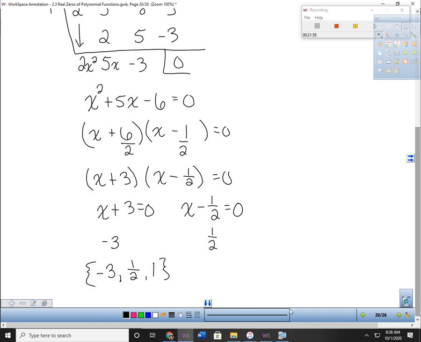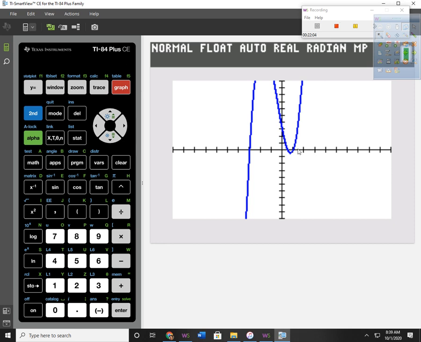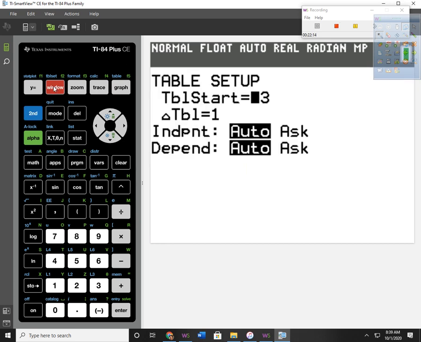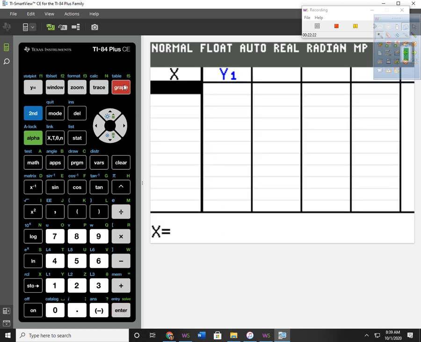So that actually makes sense, right? And if you really wanted to check the 1/2, it's kind of hard to see that that would be 1/2, right? I mean, we had 3/2 as an option as well. If you set your table to put your own numbers in, like if I go to second window and I change that independent to ask, then when you go back to your table, you can just put in the 1/2, and you can see that that's also a 0.